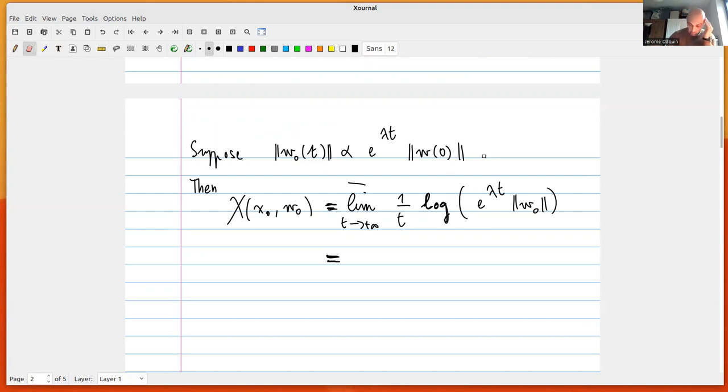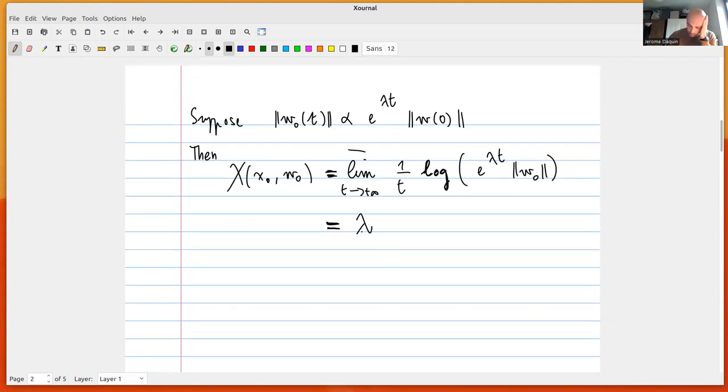Guys? Lambda, yeah, correct, that's lambda. Yeah, I'm trying to make it a bit interactive because it's a weird feeling to do it remotely.